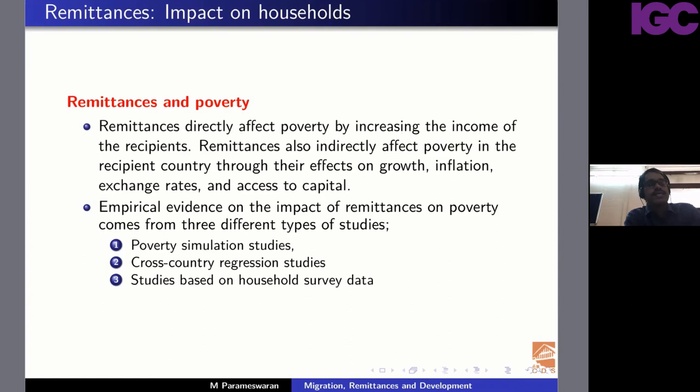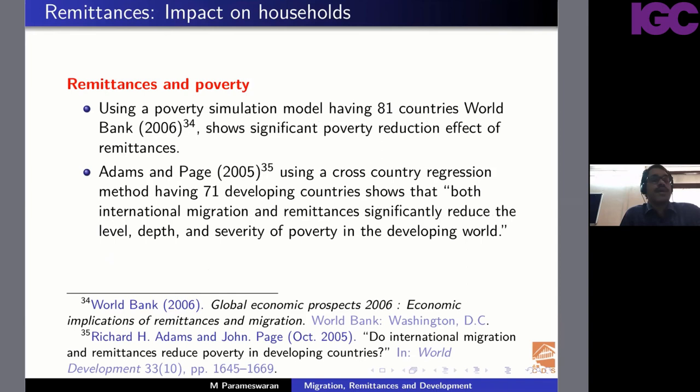Then there is a difference between the evidence provided by these three studies, because poverty simulation and cross-country studies capture something more than the studies using household data. Now, there are studies on remittances and poverty that are large. One important simulation model is by the World Bank, 2006, which is given in that chapter. They use 81 countries, and these studies show a significant poverty reduction effect of remittances.